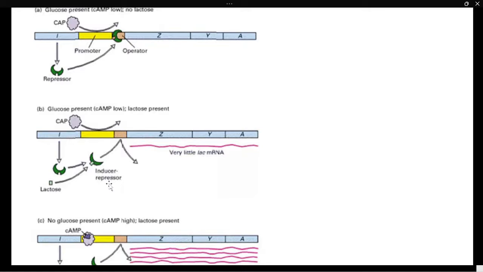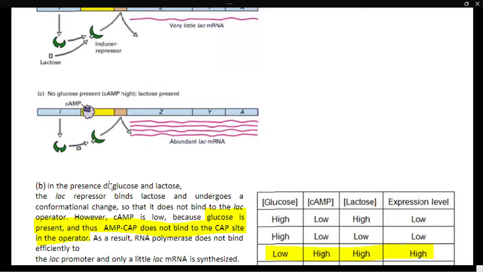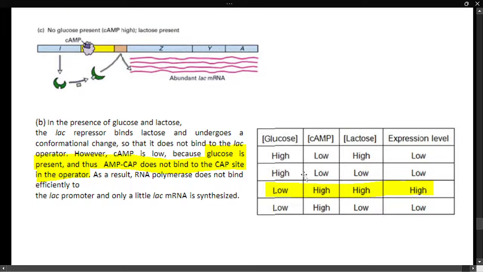But in B, you get very little mRNA because there's very little cAMP, because glucose is present. There's no explanation why this is the case, but just believe it. And then lastly, there's this third scenario where no glucose is present. I don't know how that's even possible, but cAMP is high. I think glucose reacts with cAMP, but I'm not going to suggest anything. Lactose is present, and there we go, abundant mRNA. And this table highlights it perfectly.